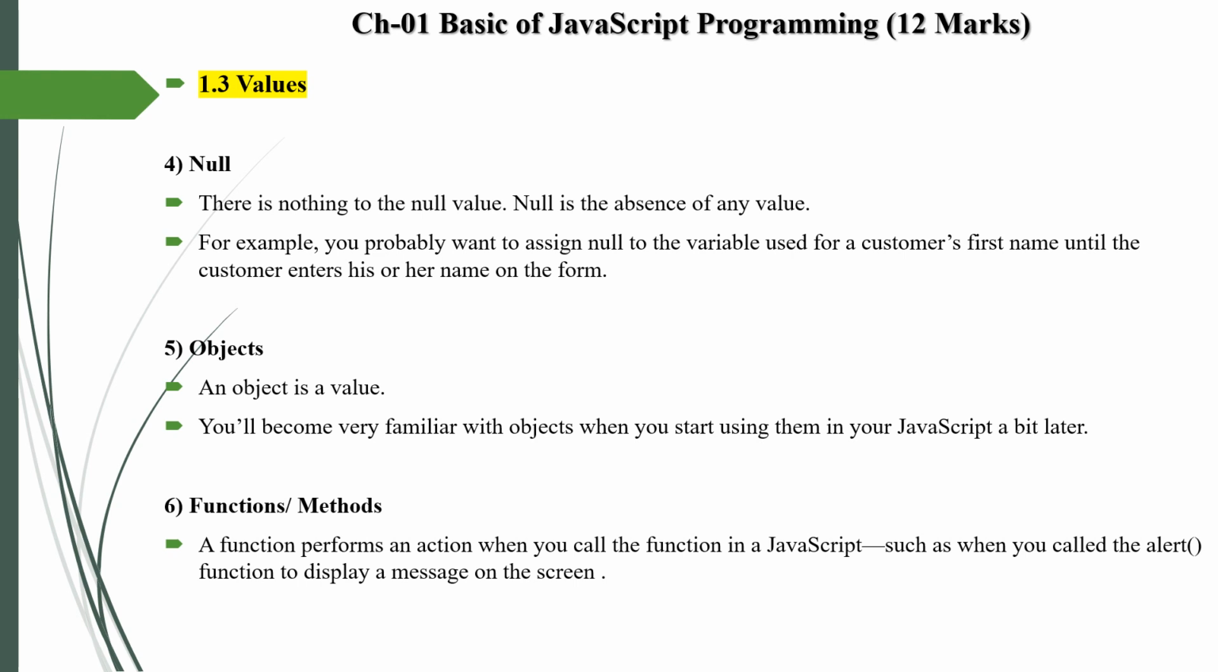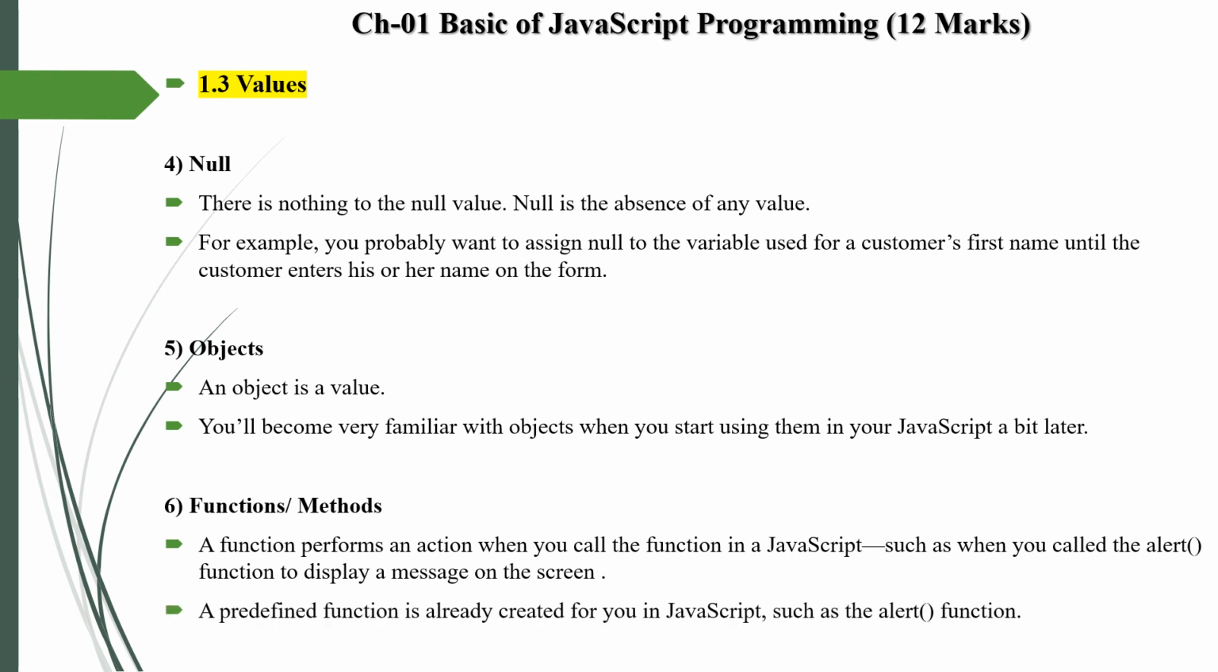Some functions are already defined, some functions are defined by the user. A predefined function is already created for you in JavaScript, such as the alert function. So alert is an already defined function. So these are the various values and their types.